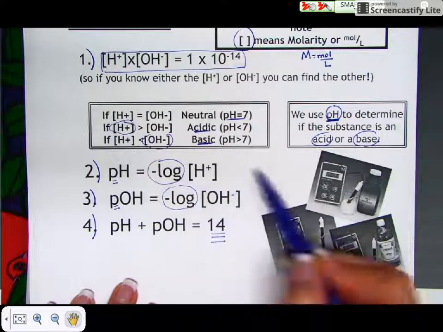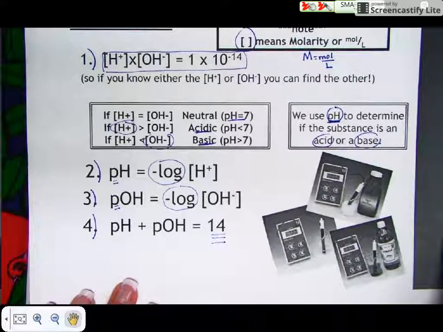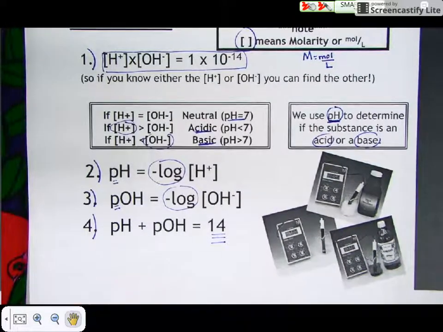We will be using these formulas in our guided practice in class. This concludes this introduction to acids and bases.